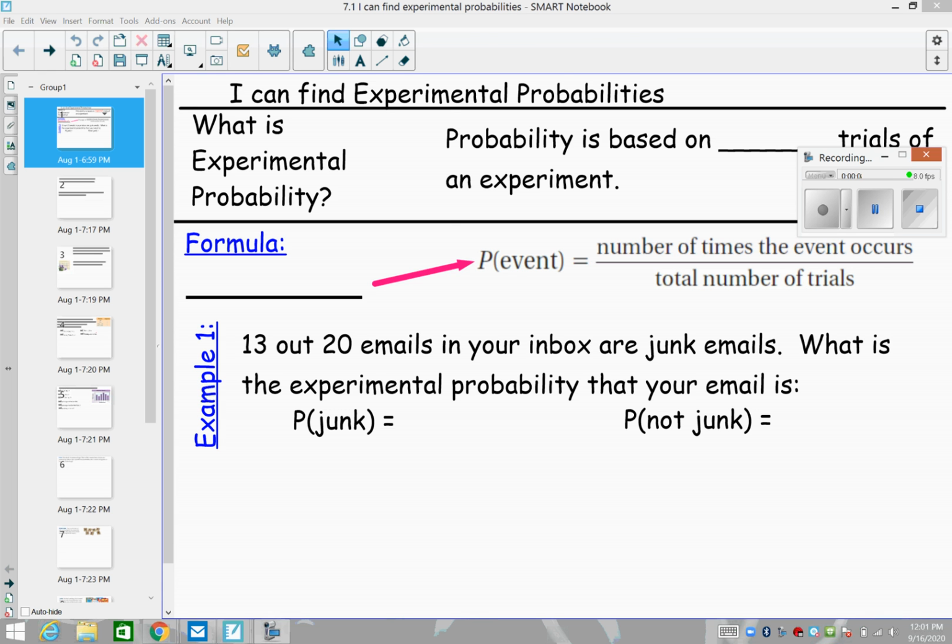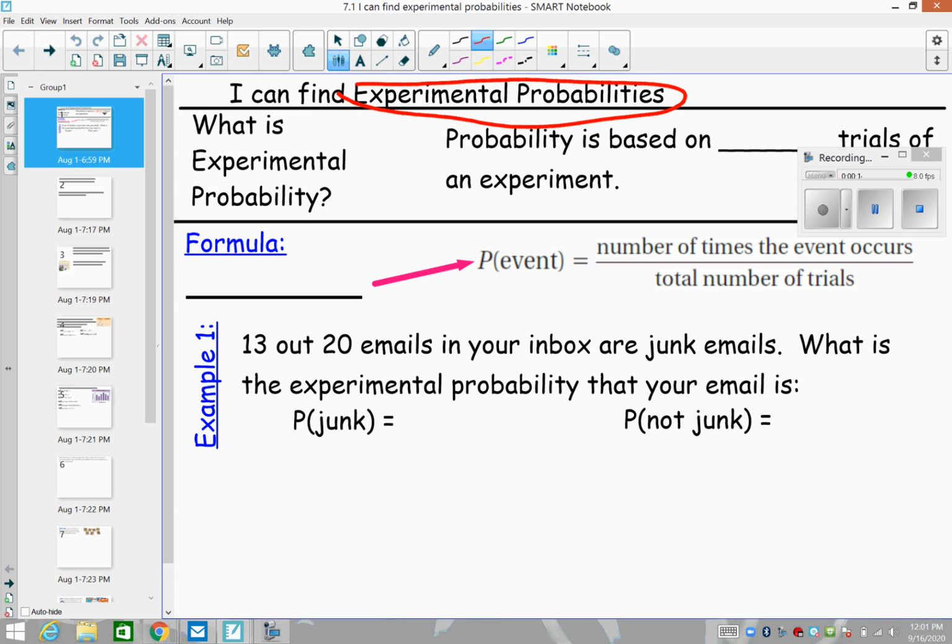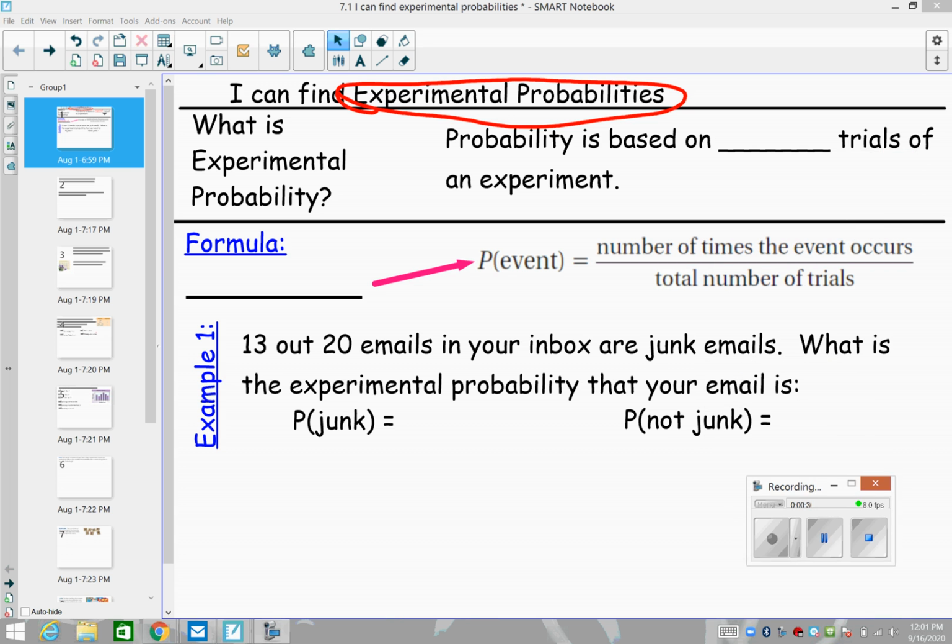Hey, math friends. So our learning target today, we're starting unit 7, is that I can calculate or find experimental probabilities. Now you've done probability in elementary school, so this lesson should go A-OK. You've done most of this before. You will want a calculator in our work because a lot of that you can just enter quick into your calculator. You can also do it by hand if you prefer.